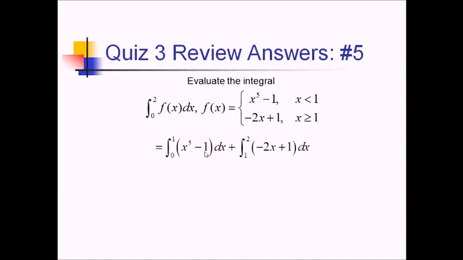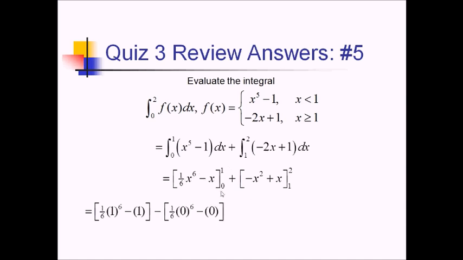All right, well, let's do our first antiderivative. That's going to be, let's see, this bumps up to a 6, so 1/6 x to the 6th minus x. And again, that's going from 0 to 1. Over here, this becomes negative x squared plus x from 1 to 2. So we'll do this one first. That's going to be this stuff with 1 plugged in minus this stuff with 0 plugged in, plus this stuff with 2 plugged in minus this stuff with 1 plugged in. Whole bunch of evaluating to do. So I'm going to do one bracket at a time here.